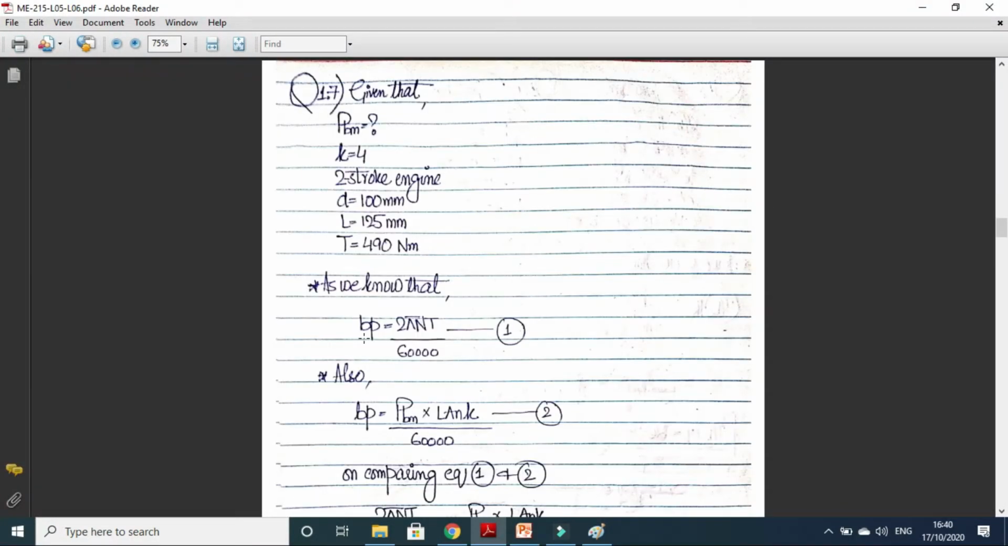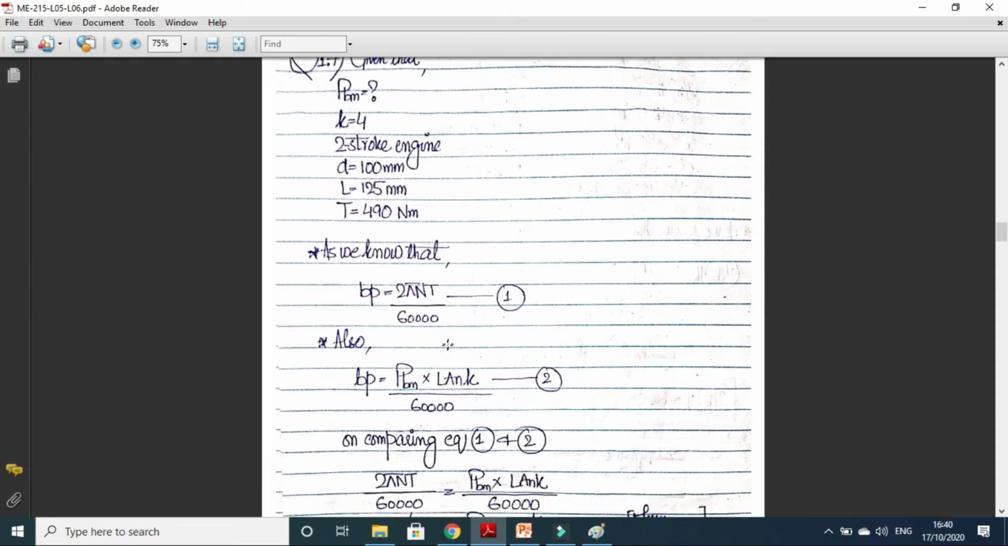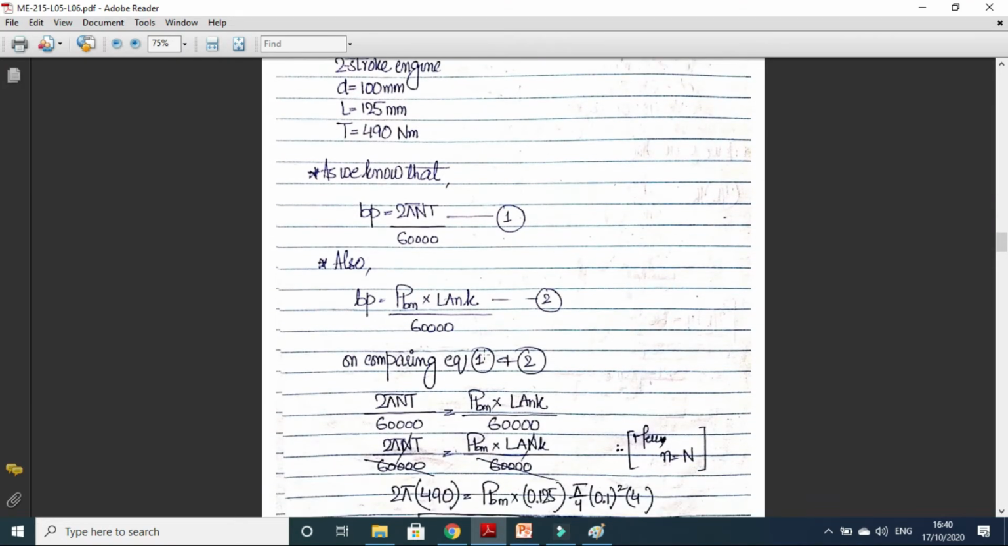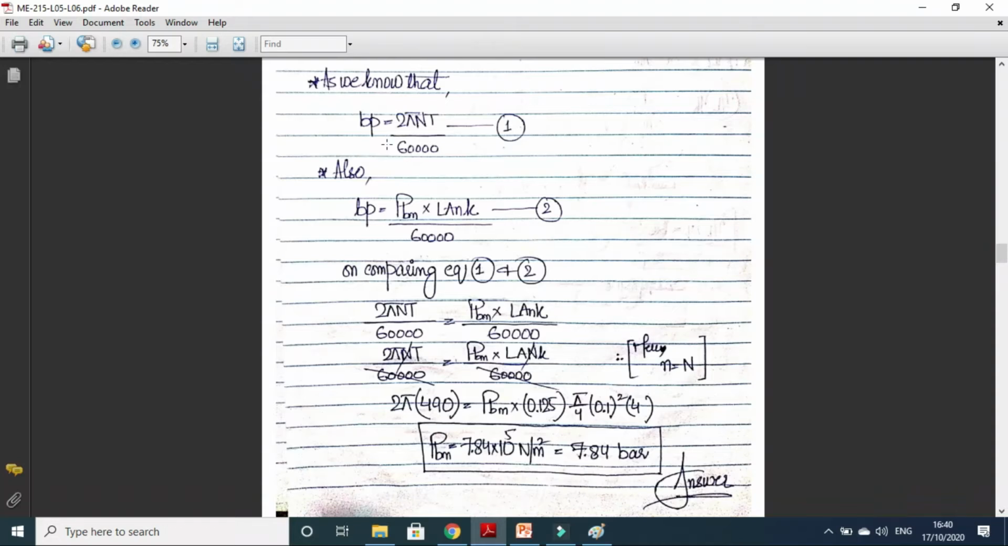So the brake power formula is 2 pi NT divided by 60,000. The mean effective pressure formula is this thing. So in this formula you can put the formula for the brake power. So 2 pi NT, N will be cancelled out, 60,000 will be cancelled out. Brake mean effective pressure is given, bore is given, stroke is given, N is given. You just put the values and you will get the brake mean effective pressure in Newton per square meter. And this is 10 to the power 5, and 10 to the power 5 is actually bar.